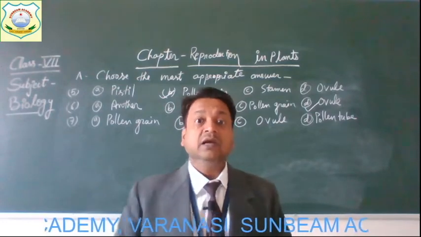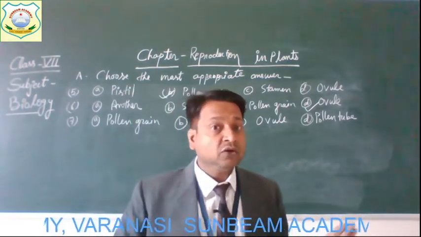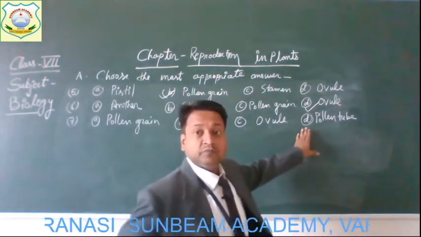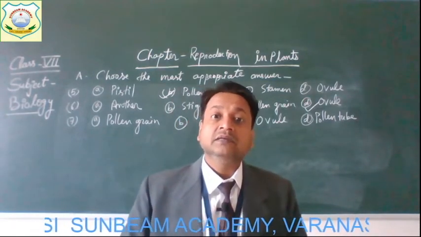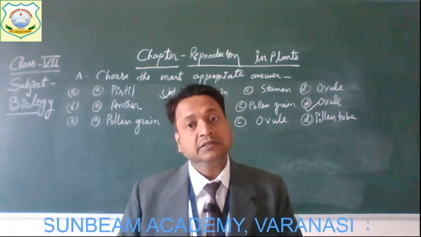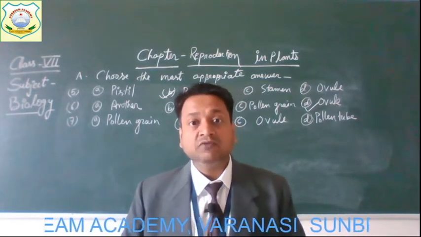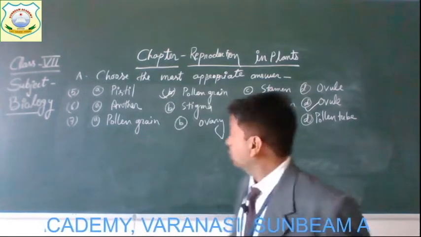Alright, the ovary forms the fruit. It does not form the seed. Whereas the pollen tube is formed when the pollen grain settles on the stigma of the flower. So it forms the pollen tube and it does not form the seed. So the seed develops from the ovule.